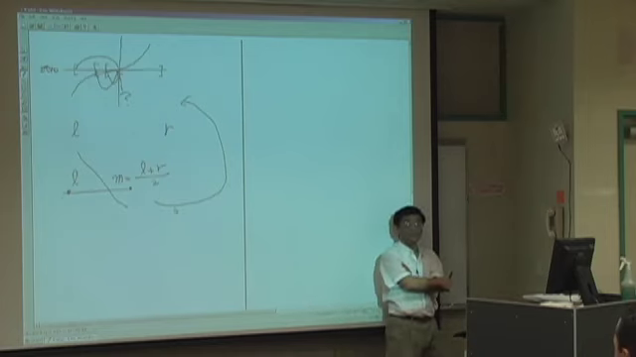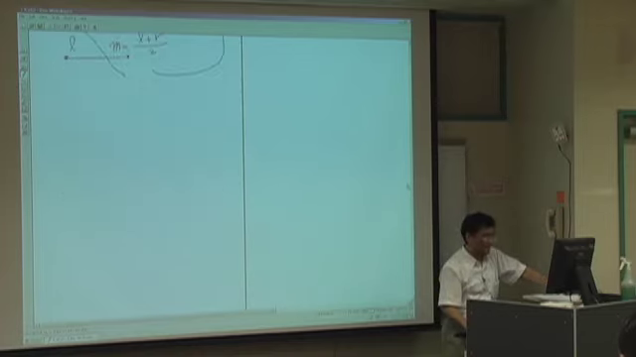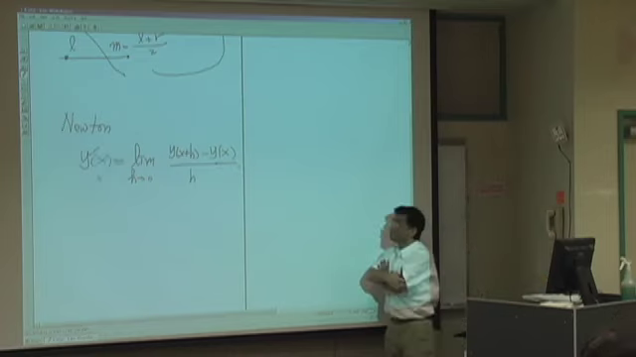Any questions? The next case is Newton's method, a very famous method. Newton's method comes from the derivative definition. The derivative is equal to the limit as h goes to 0 of y of x plus h minus y of x, over h. So this is the definition of the derivative at x.